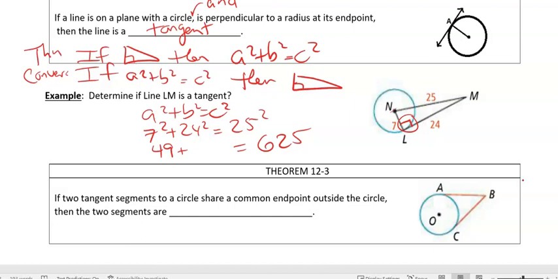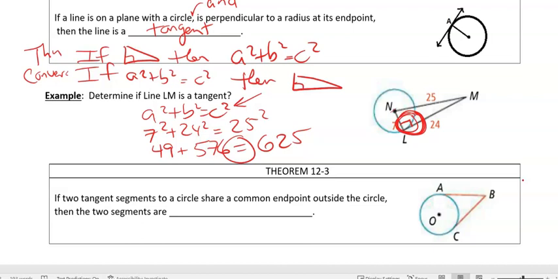I don't have my calculator on me, so someone else is going to have to do it. 24 times 24. 576. Okay, does 576 plus 49 give you 625? It does. So yes, since a squared plus b squared did equal c squared, then that is a right triangle, that is a right angle, those are perpendicular, so that is going to be a tangent.